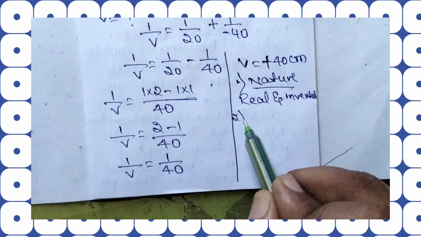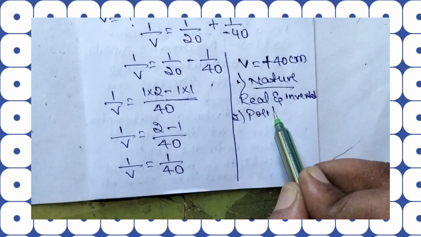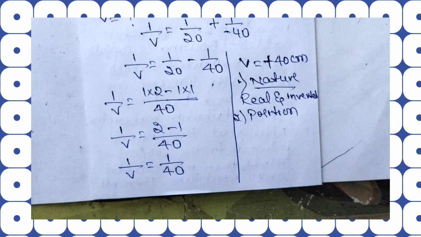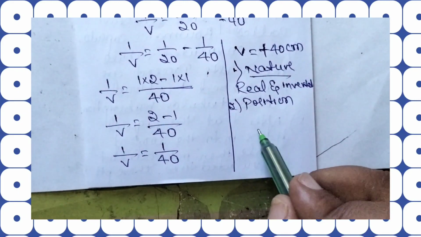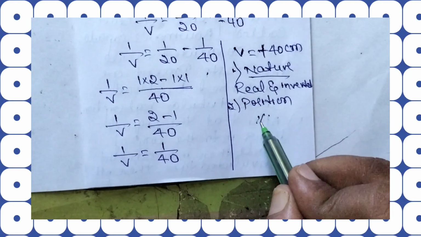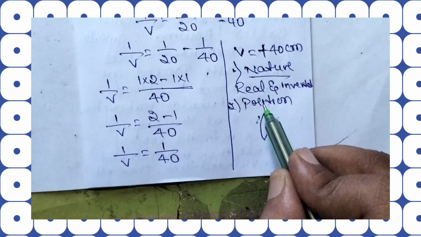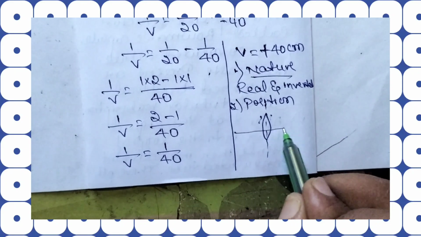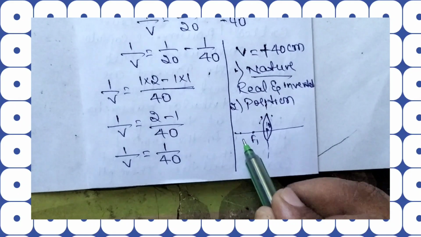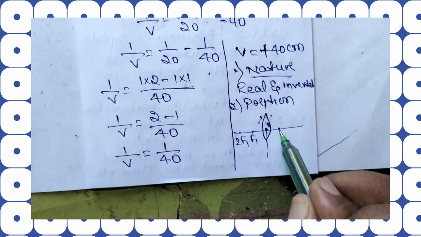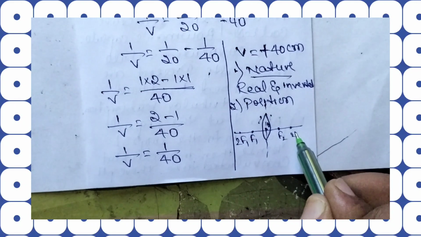Then second, he asked what is the position of the image. So now let us write the position of the image. Let us draw a rough sketch for this. Let us draw one convex lens, roughly. This is the optic centre, this is f1 and this is 2f1, this is f2 and this is 2f2.